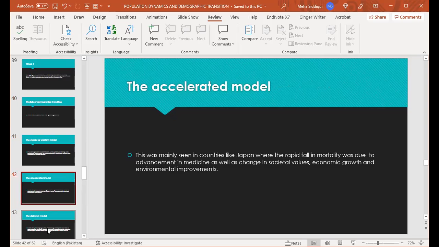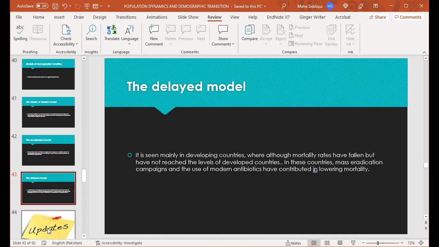Then comes the second model, the accelerated model, mainly seen in countries like Japan, where the rapid fall in mortality was due to advancement in medicine as well as change in societal values, economic growth, and environmental improvements. Then comes the delayed model. It is seen mainly in developing countries where mortality rates have fallen but have not reached the levels of developed countries. In these countries, mass eradication campaigns and the use of modern antibiotics have contributed to lowering mortality.